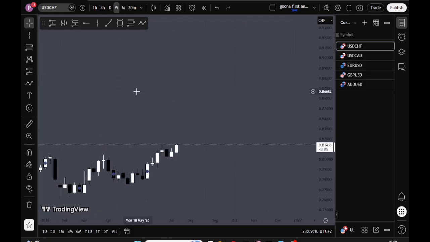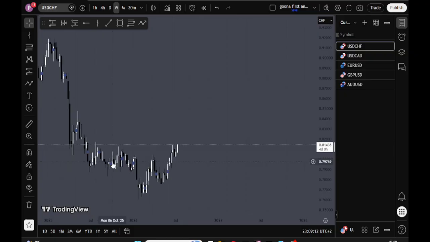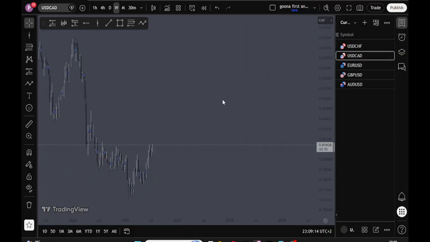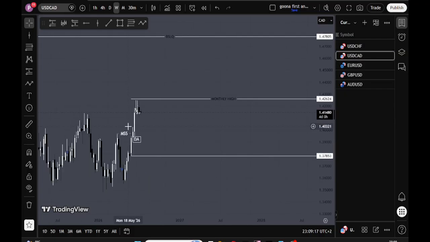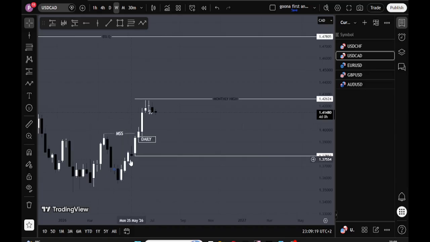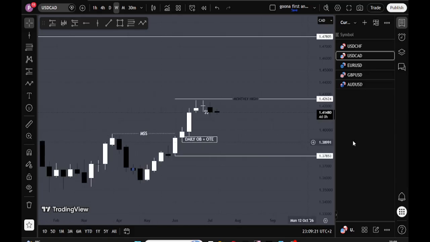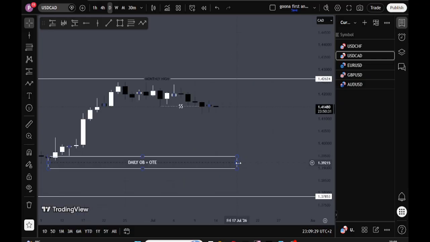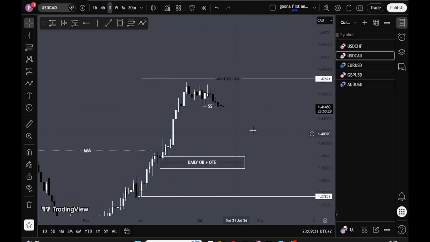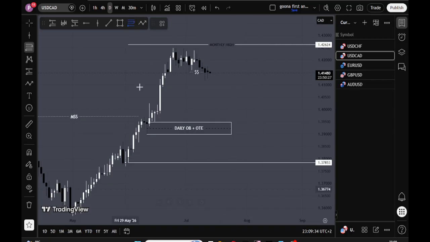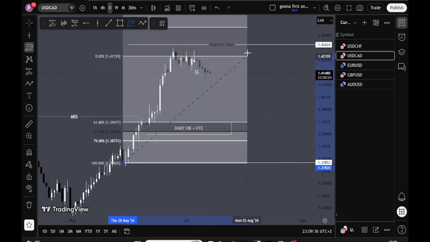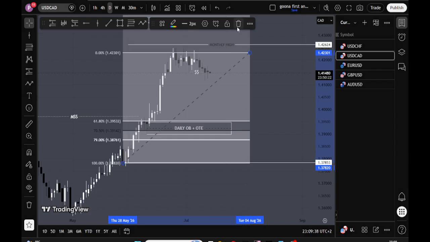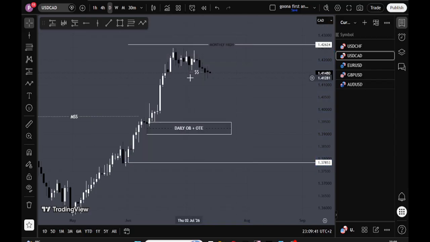So on USDCAD, I marked the monthly high, monthly low. I saw this market structure shift, and there's a daily order block I'm looking at right here as a point of interest. When I use the fib from the low to the high, you can see that it's right in the OTE. I saw this liquidity.